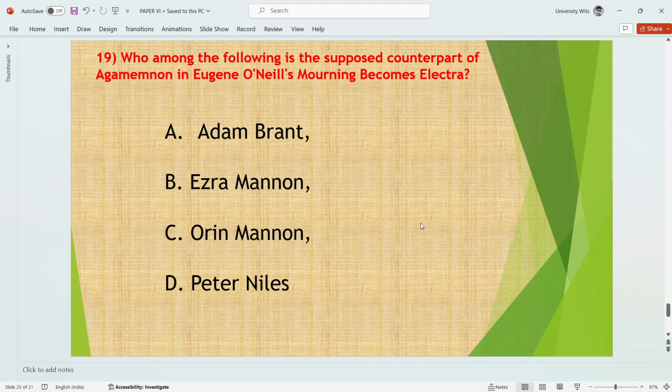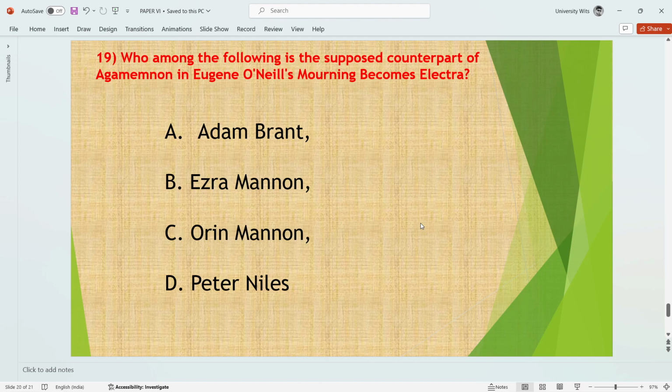If you know the story, you will obviously understand. The other characters here are not associated with this topic, because Orin Menon represents Orestes, Agamemnon's son, who seeks revenge for his father's murder, and Christine Menon represents Clytemnestra. And Adam Brant represents Aegisthus. Peter Niles, option D, is a minor character who doesn't have a direct counterpart in the Oresteia or Mourning Becomes Electra. So Ezra Menon is the correct answer.